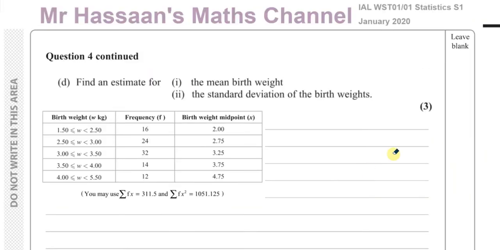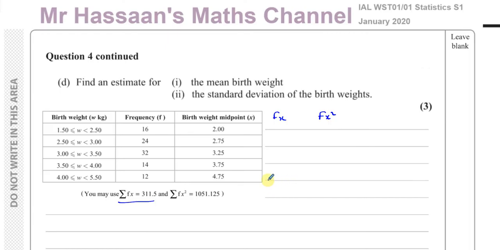Okay, now for part D. It says find an estimate for the mean birth weight and the standard deviation of the birth weights. So we've got to find the mean and the standard deviation from this frequency table. Normally, to find the mean we'd have to find the sum of fx, and to find the standard deviation we'd have to find the sum of fx squared. So we'd have to do 16 times the midpoint, which they've given us. X is the midpoint of each of these. We'd multiply them, add those together and find the sum of fx.